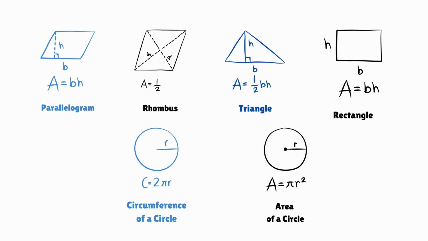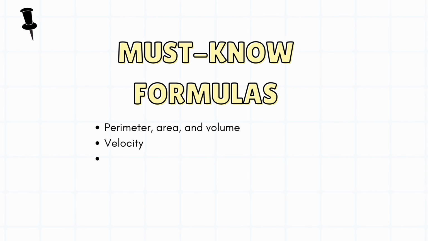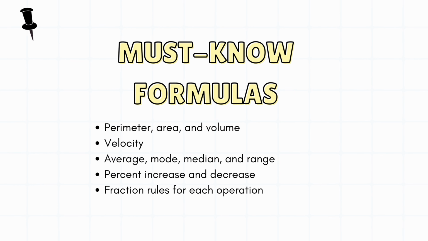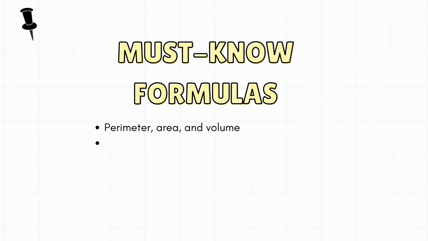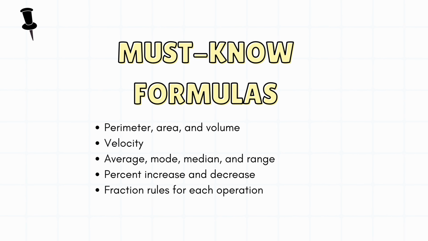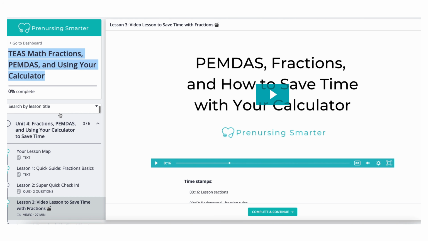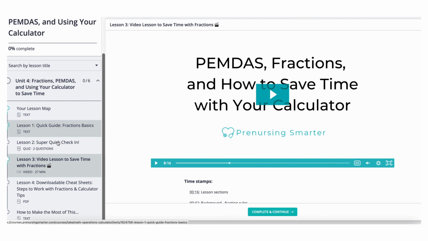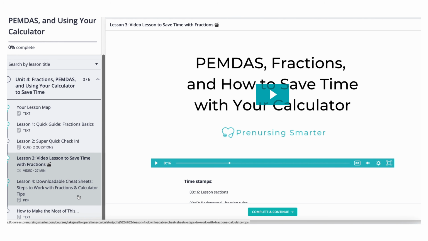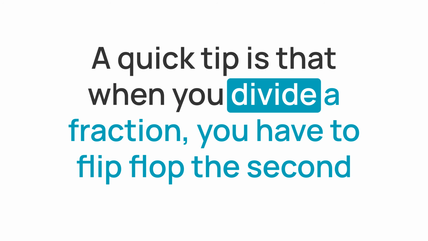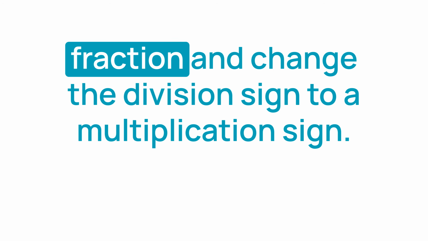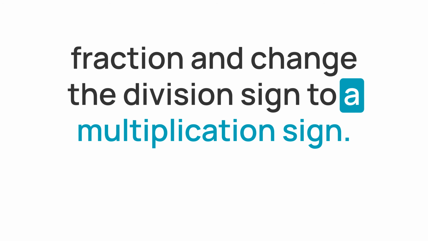We'll talk about this more soon, but right now, some formulas that are great to know would be perimeter, area, and volume, particularly for squares, circles, and triangles. You'll also need to know the formulas for velocity, which is also speed, and formulas for central tendency and range. Percent increase and percent decrease are also great to know for the TEAS math section. You'll also want to know the order of operations, or PEMDAS, and fraction rules for addition, subtraction, multiplication, and division. Quick tip is that when you divide a fraction, you have to flip-flop the second fraction and change the division sign to a multiplication sign.